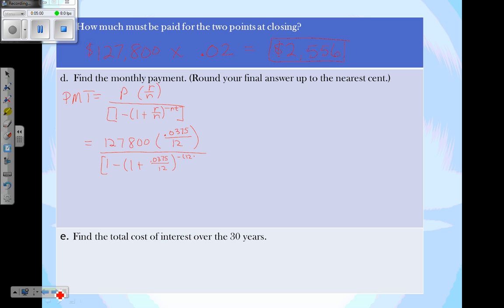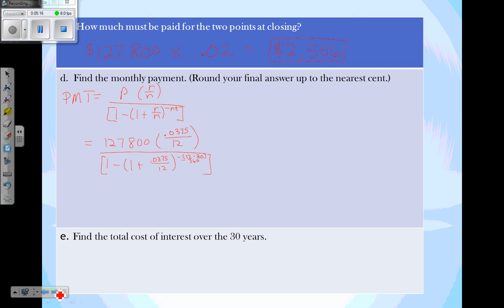N is 12, and our time is 30 years. So you need to be sure to put 12 times 30 there. Now, in my mind, I go ahead and multiply that out. That is 360. So it's a negative 360 exponent right there.